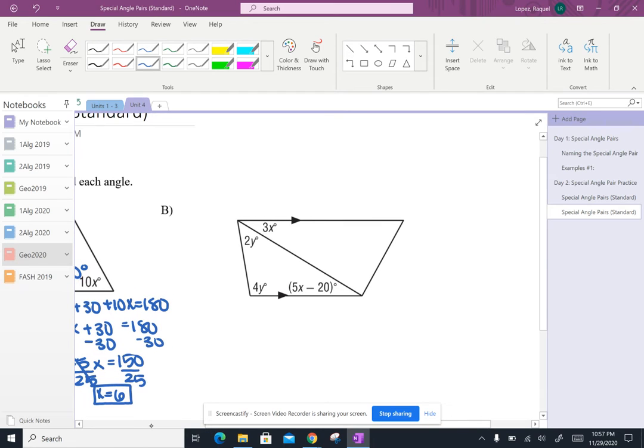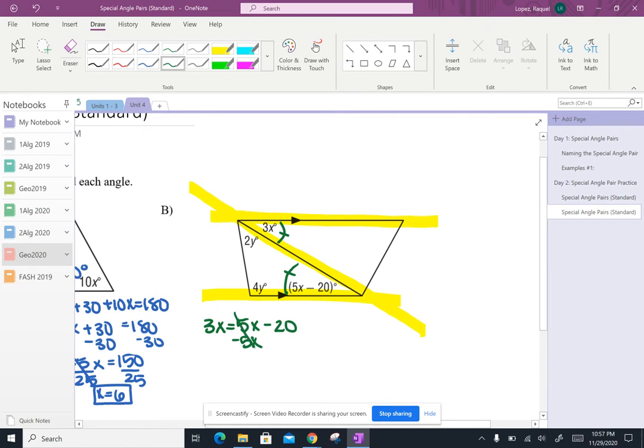We've got something a little trickier here. This time, I've got these two parallel lines and a diagonal transversal here. Looking at those two parallel lines, I see that I've got a pair of alternate interior angles. They're in between the parallel lines, and they're on either side of the transversal. Alternate interior angles are congruent. So if they're congruent, I can set those expressions equal to each other and solve.